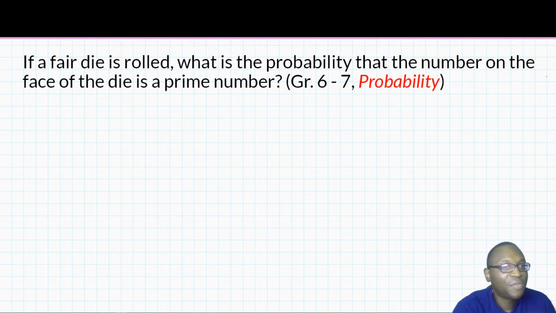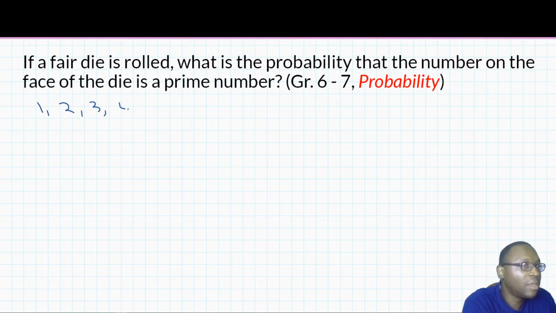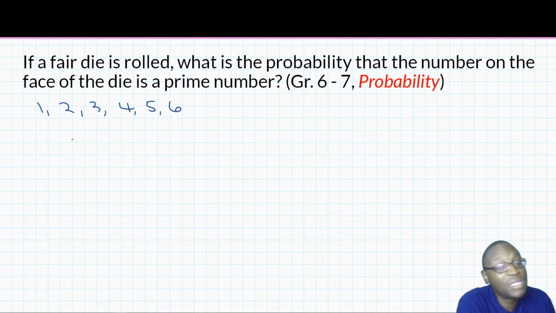So we want to first find out, in a fair die, how many possible choices do you have for the numbers on the die? So the numbers on the die are usually 1, 2, 3, 4, 5, or 6. So these are your 6. These are the choices you have for the number on a die.